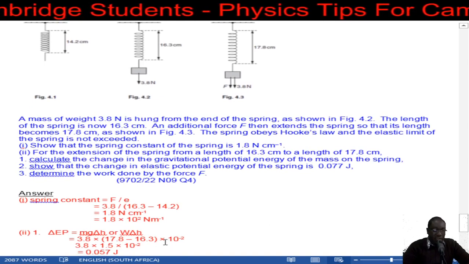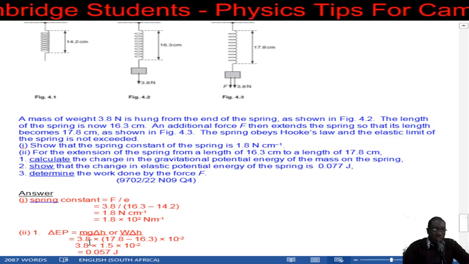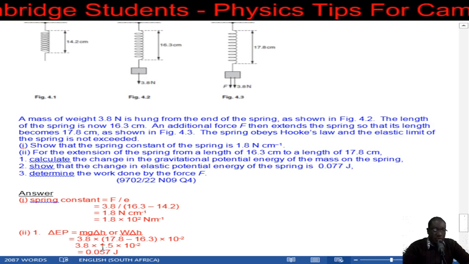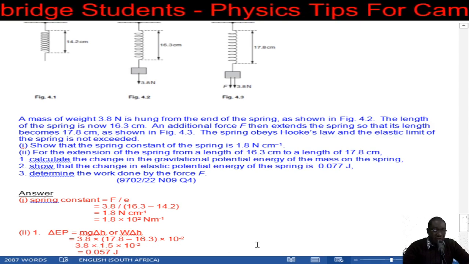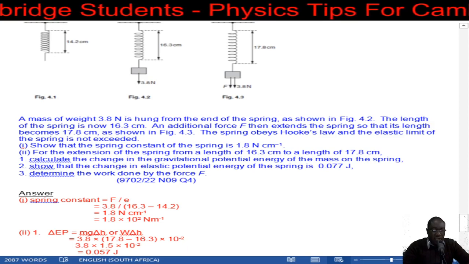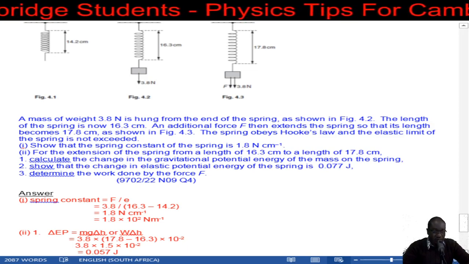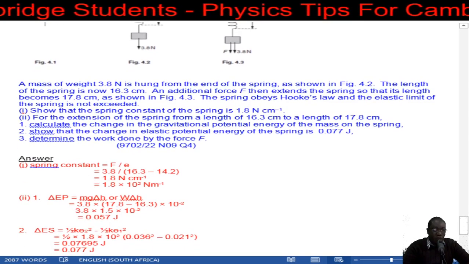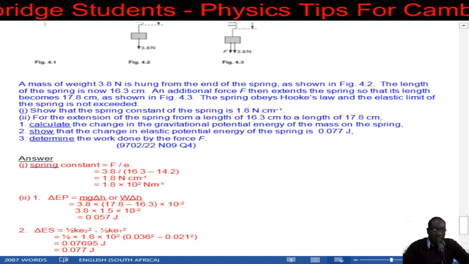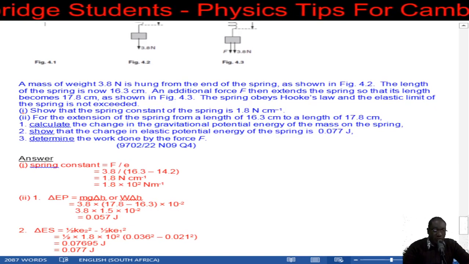Then we convert that into meters times 10 to the power of minus 2. So mg is our weight, which is 3.8. So 3.8 times that should give you the change in the gravitational potential energy, and that comes to be 0.057 joules. Secondly, show that the change in the elastic potential energy of the spring is 0.077 joules.